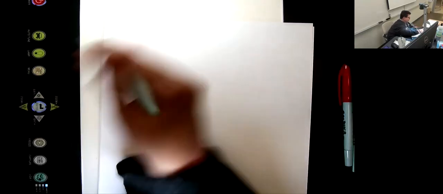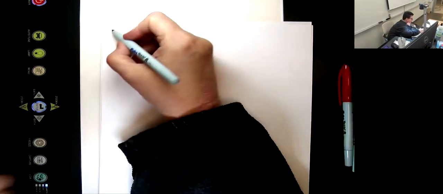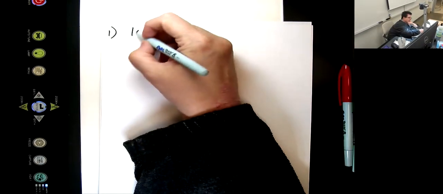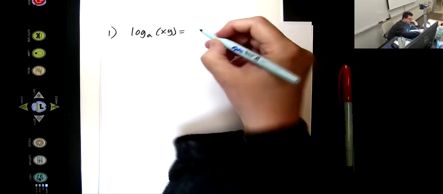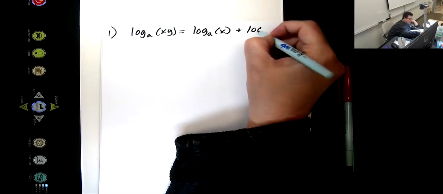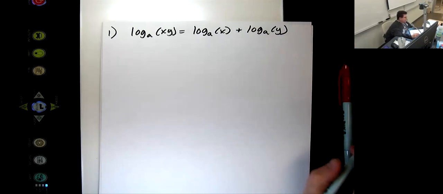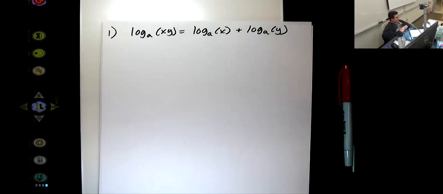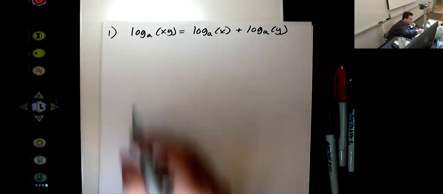Properties, well, I'll just show how I prove the first property, then we'll make a list. So the first property we're going to look at is log base A of X times Y equals log base A of X plus log base A of Y. That feels like some magic, wouldn't you say? Multiplication turns into addition.